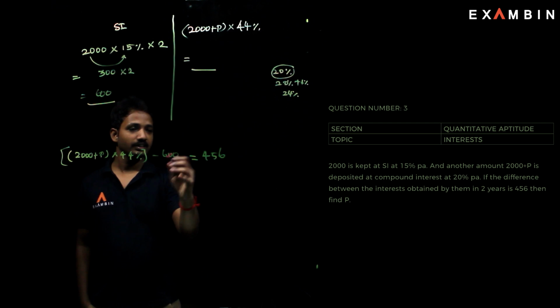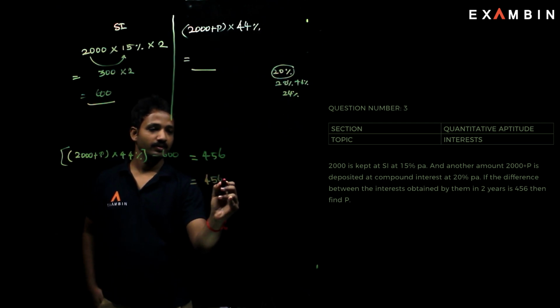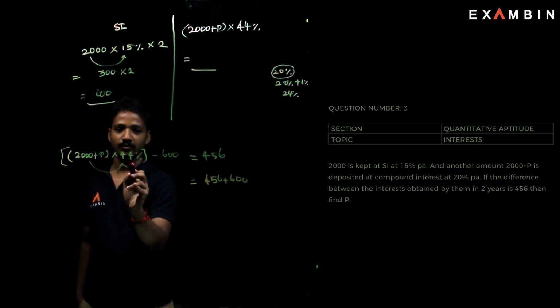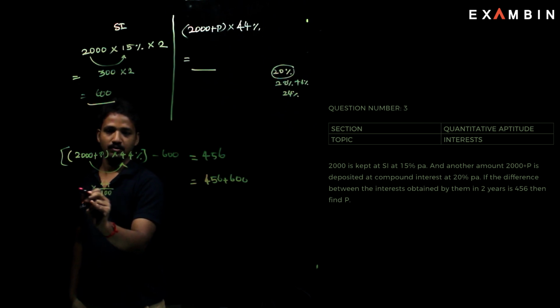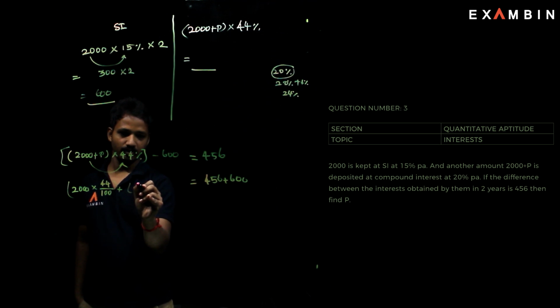So I'm taking the 600 to the right side: 456 plus 600. Here, 2000 into 44% plus P into 44%, which is 44 divided by 100 into 2000, plus P into 44 by 100.